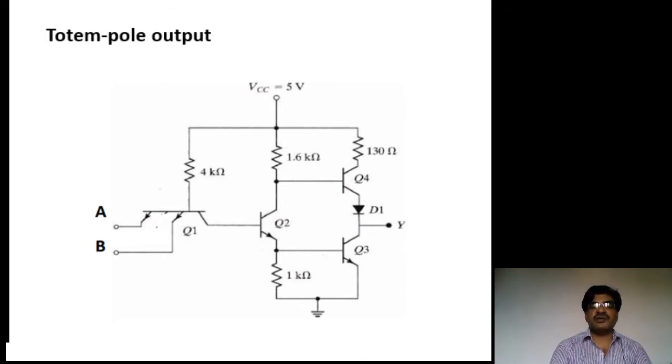Therefore, if you see the circuit diagram here, one more transistor Q4 is connected between the collector of Q3 transistor and VCC. Of course, in addition, a diode is also there. This is called the totem pole connection because the transistor Q4 sits on transistor Q3. That's why it is called totem pole. Then the rest of the network is similar to the previous.